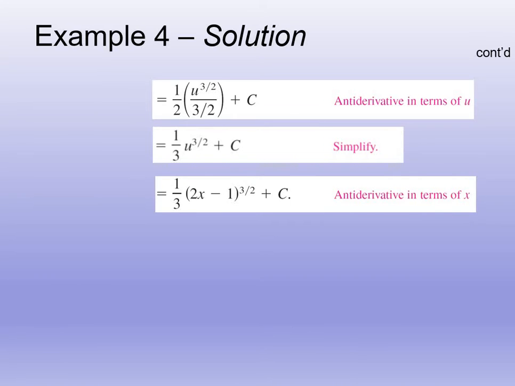Remember earlier we said let u be what was under the radical, which was 2x minus 1. Now we replace u with what it's equal to, 2x minus 1. And this would be our antiderivative, and our indefinite integral solution: 1/3 times the quantity 2x minus 1 to the 3/2 plus c.